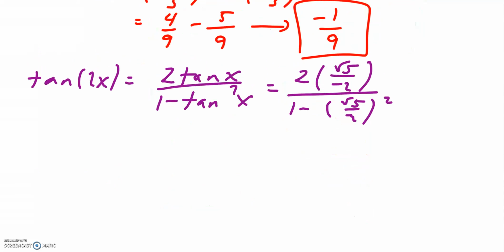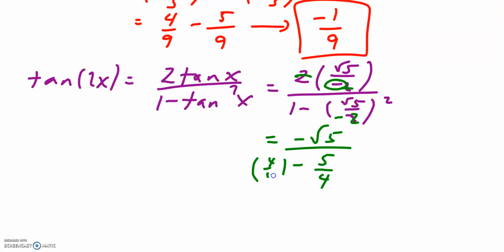Let's simplify this. Good news up here, 2 on the top, 2 on the bottom, these cross out, and I'm just left with the negative root 5 on the top. In the denominator, I have 1 minus, let's see, root 5 squared is 5. This is a negative 2 squared, which is a positive 4. This looks kind of ugly, so I'm going to get a common denominator on the bottom. This 1, if I wrote it in terms of fourths, would really be 4/4 minus 5/4, which is negative 1/4. So this is negative root 5 over negative 1/4.